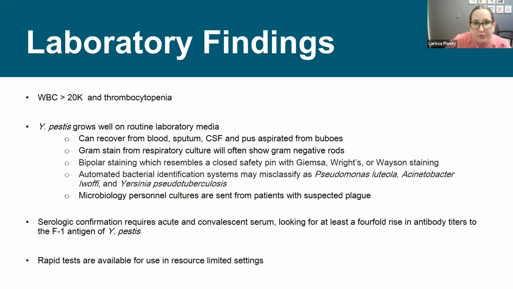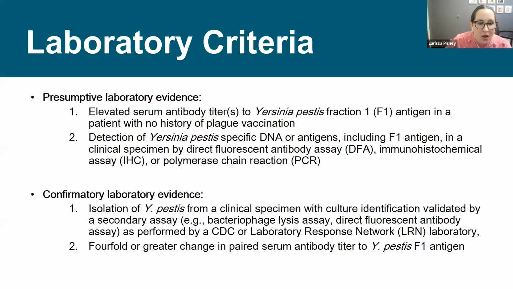And then in terms of confirmatory diagnosis, this can also be made via serology. A confirmatory diagnosis requires acute and convalescent serum, looking for at least a 4-fold rise in antibody titers to the F1 antigen of Yersinia pestis. And then rapid tests are available for use in resource-limited settings. And I just included this again very briefly. These are from the criteria to make a diagnosis of plague.